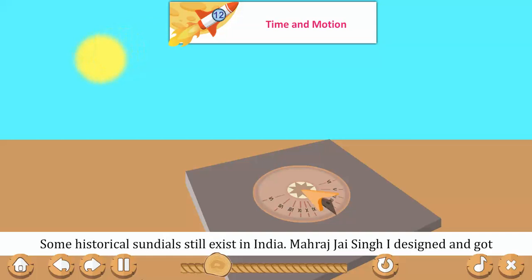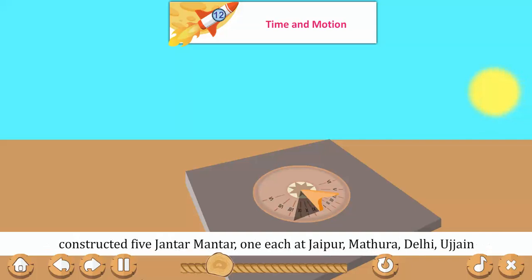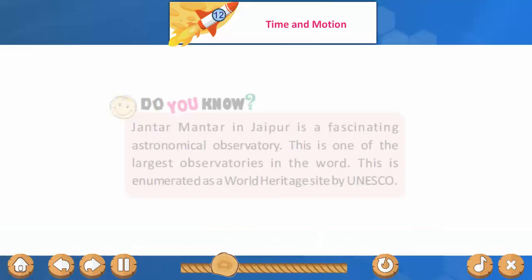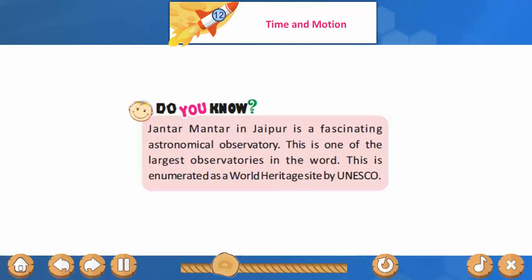Some historical sundials still exist in India. Maharaja Jai Singh designed and got constructed five Jantar Mantars, one each at Jaipur, Mathura, Delhi, Ujjain and Varanasi. The one in Jaipur is the largest of all, whereas the one in Mathura is almost in ruins. Do you know, Jantar Mantar in Jaipur is a fascinating astronomical observatory. This is one of the largest observatories in the world. It is enumerated as a World Heritage Site by UNESCO.